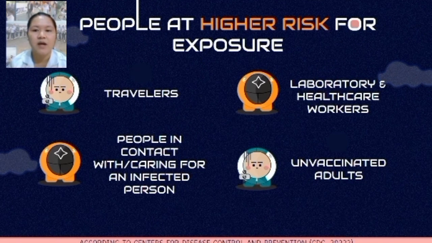People at higher risk also include laboratory and healthcare workers handling specimens that might contain poliovirus. We also have the healthcare workers who treat patients who could have polio or have close contact with a person who could be infected with poliovirus. We also have unvaccinated adults whose children may be receiving oral poliovirus vaccine while living abroad. So they are at higher risk for exposure to polio.